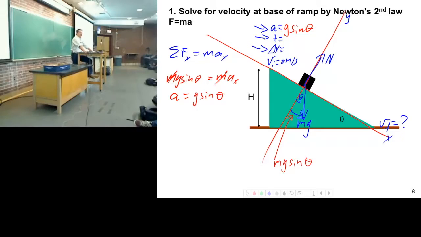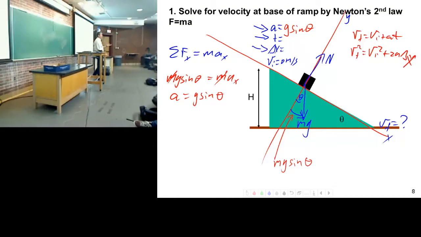What am I going to even do here with this A? I need to use A to find the final velocity, so I'm going to use some equation, right? One of those original equations. One of them is v final equals v initial plus at. The other one is v final squared equals v initial squared plus 2a delta x. Either one of them, I either have to find delta x or I have to find time.